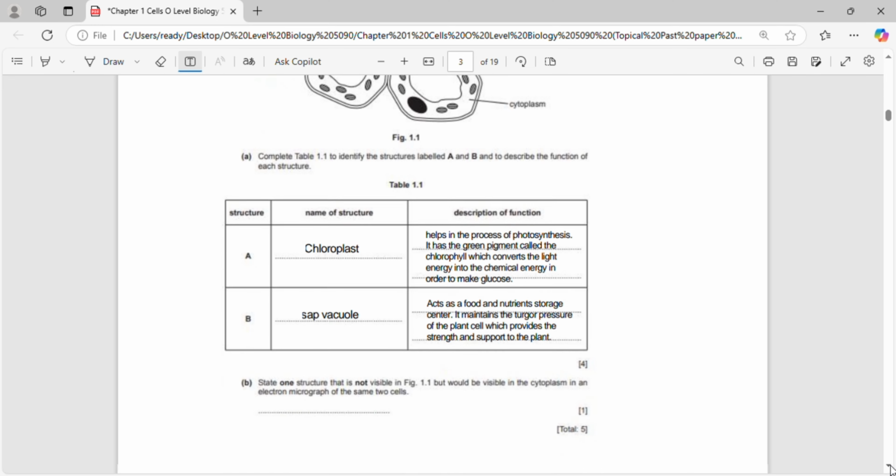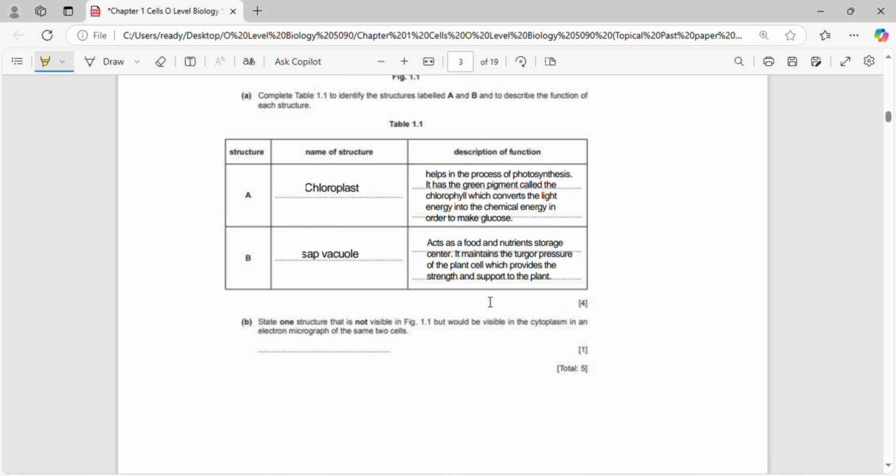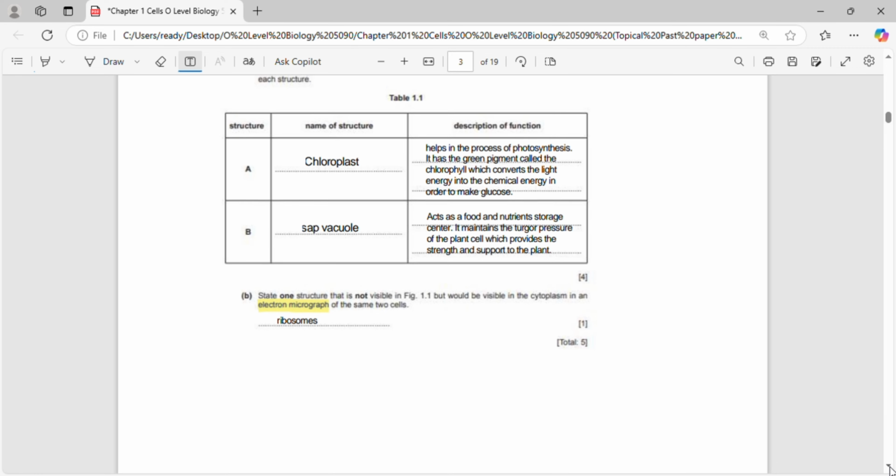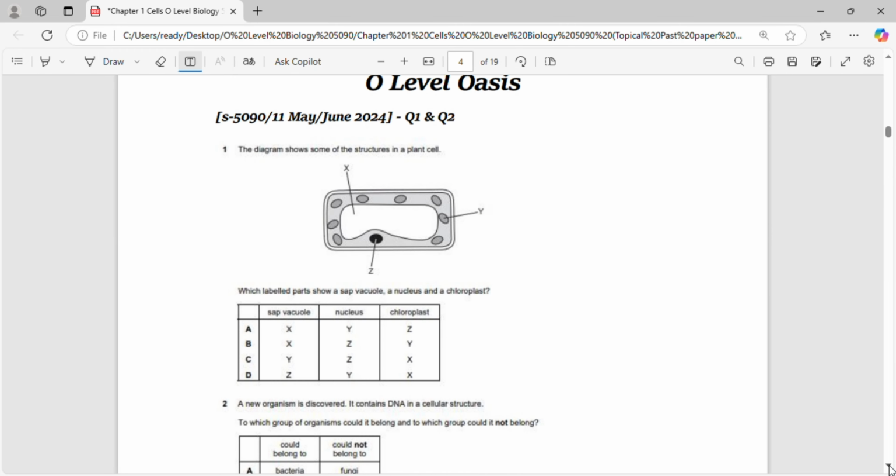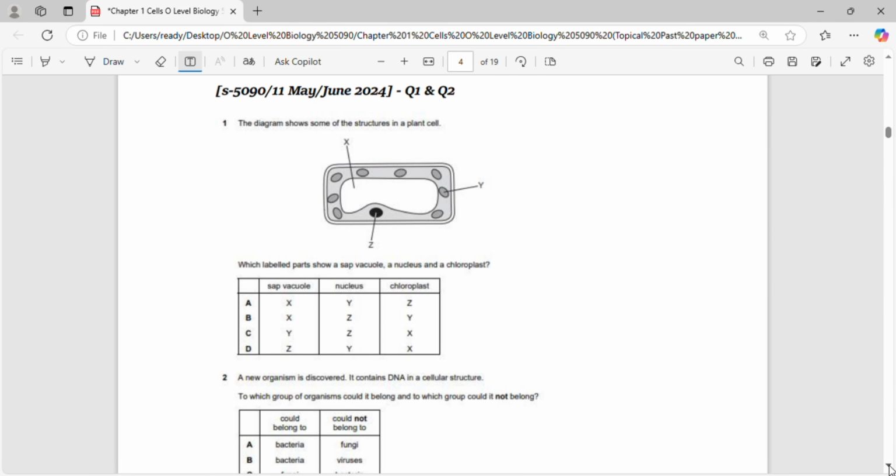State one structure that is not visible in figure 1.1 but would be visible in the cytoplasm of the same 2 cells under an electron microscope. In this case, you could mention any organelle not shown in the light microscope image, such as the mitochondria or another structure. However, since the question specifies an electron microscope, and we know that ribosomes are visible under an electron microscope but not in a light microscope, the most precise answer here would be ribosomes, especially since they aren't shown in the diagram either. Let's move on to the paper 1 questions, which labeled sections indicate the sap vacuole, nucleus, and chloroplast.